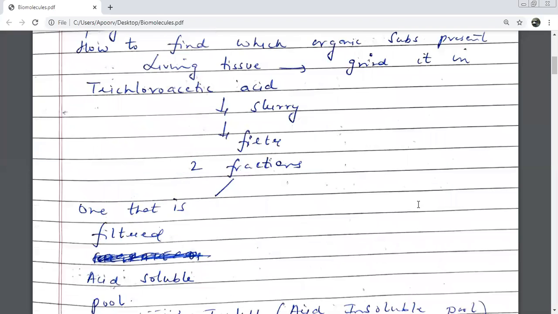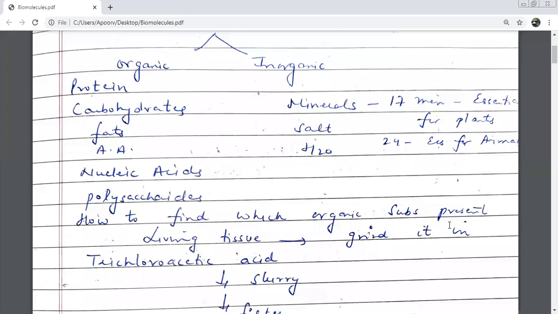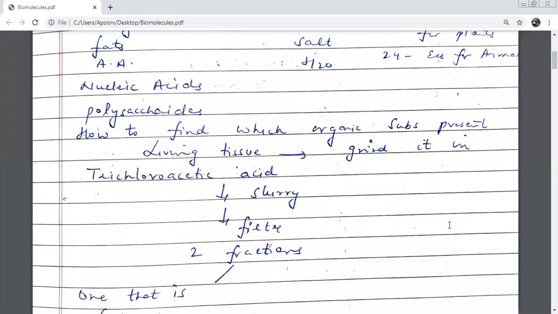Now, the next question is how to find out which organic substance is present in any cell, living or non-living. We'll take any living tissue and grind it in trichloroacetic acid. Grind it in which acid? Trichloroacetic acid. Then you'll get a slurry. What is a slurry?